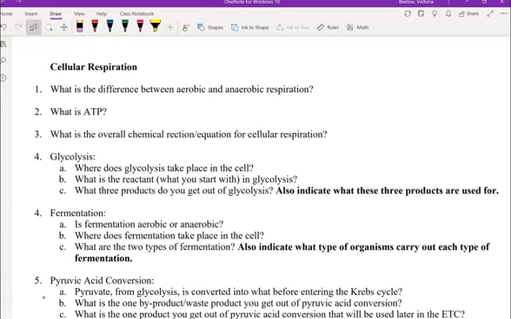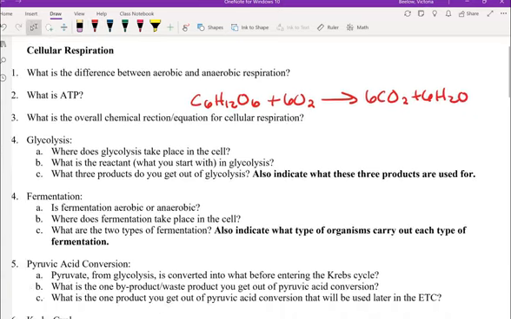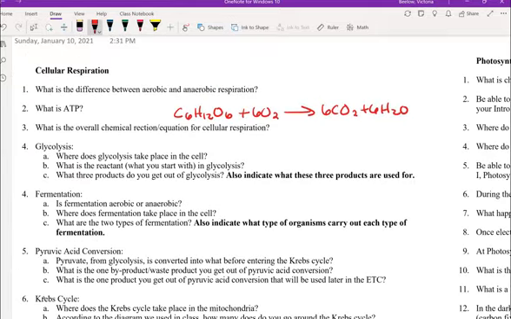What is the overall chemical reaction for cellular respiration? So that is C6H12O6, which is glucose, plus you use 6 oxygen molecules, that's what you breathe in. And the 2 byproducts or waste products are 6 CO2, carbon dioxide, and water molecules. And then, of course, you will make ATP. And ultimately, this ATP, this energy, came from the stored chemical energy that was in the glucose.